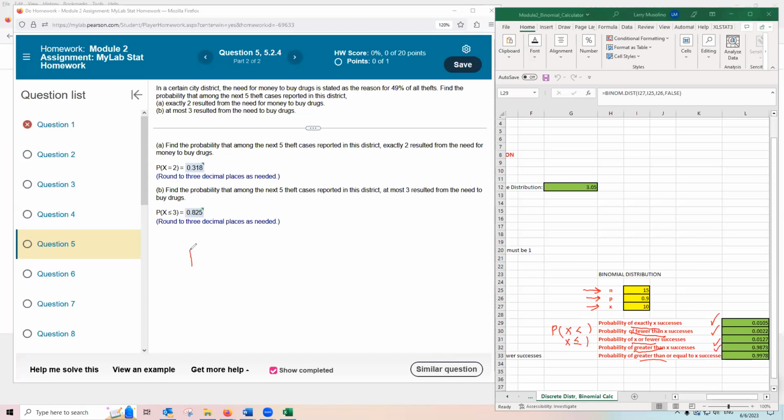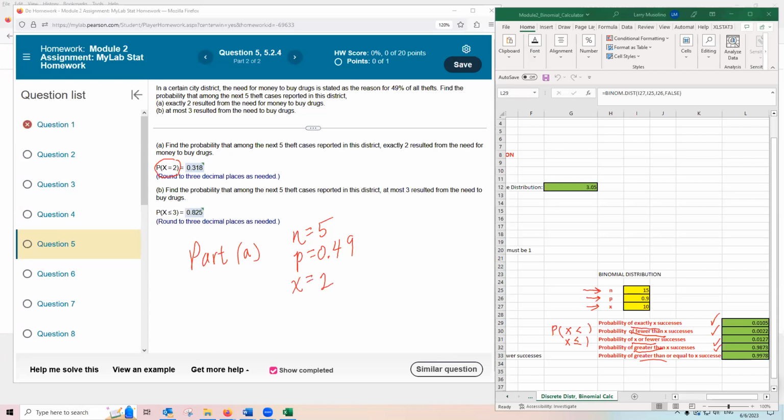So let's do part A of our example. Part A for us, N was 5, right? Because there's 5 theft cases that we're analyzing. P was given to us as 0.49. And for part A, we want to know the probability of X equals 2. So X is exactly 2.